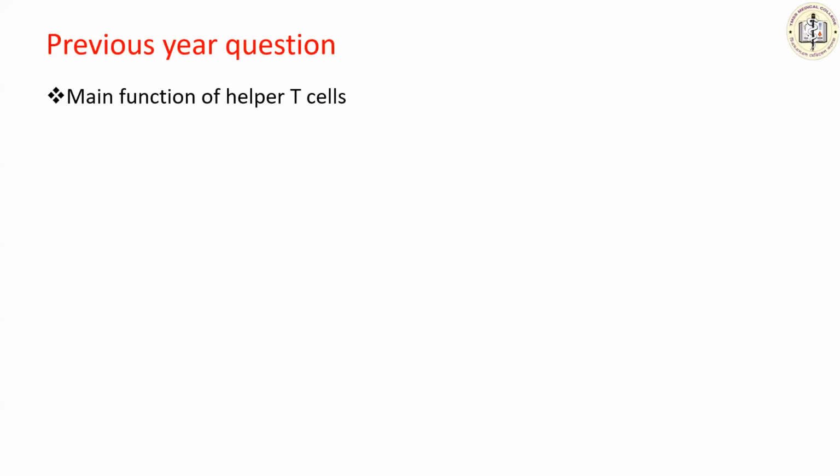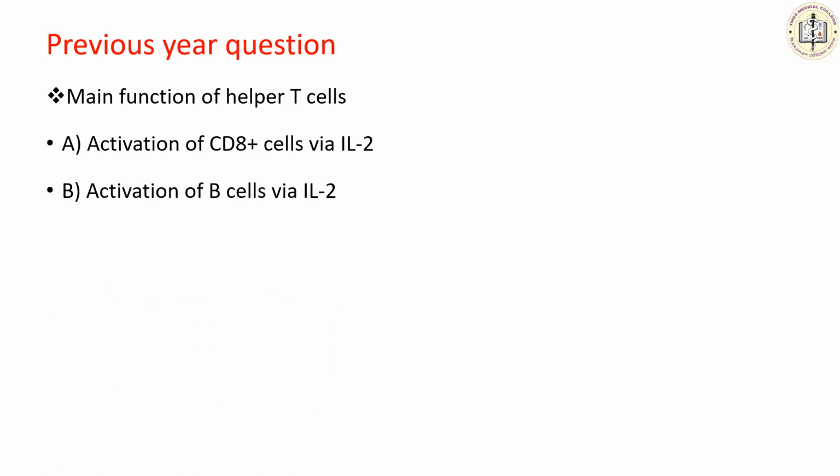Answer this question. Main function of helper T cell. Activation of the CD8 T cell via interleukin 2. Activation of B cell via interleukin 2. True or false? False. The answer is interleukin 4 and 5. Secrete interleukin 2. True. This interleukin 2 goes into an autocrine fashion, so it acts on the helper T cell also.